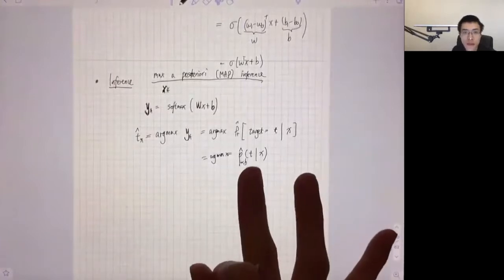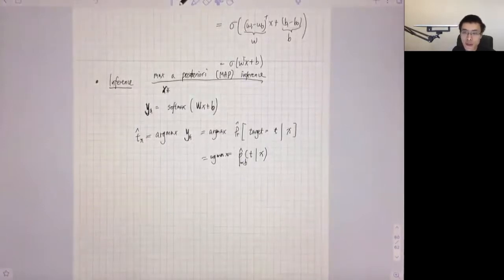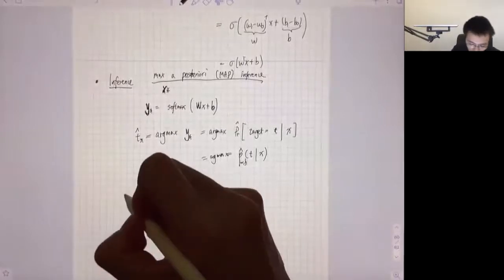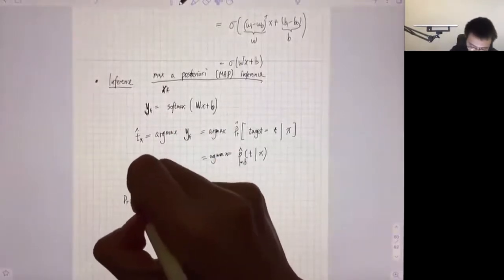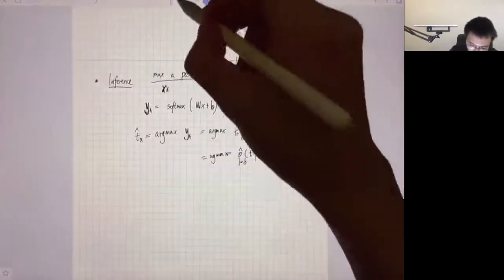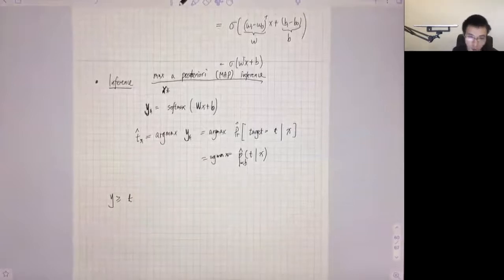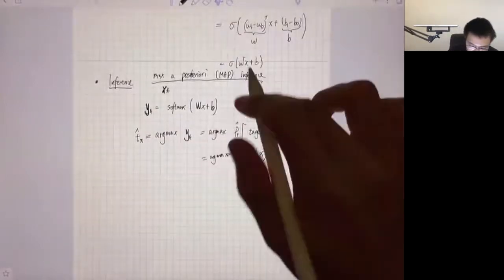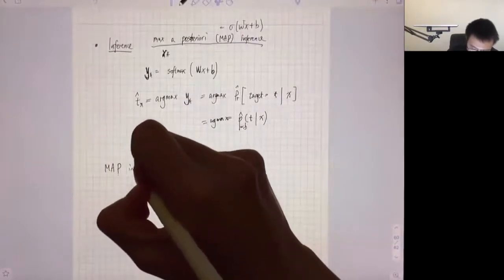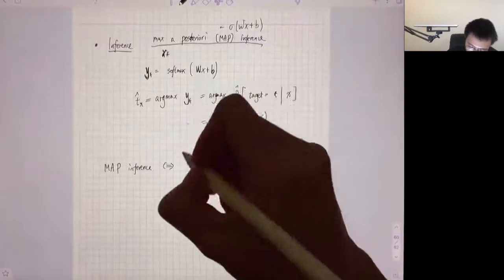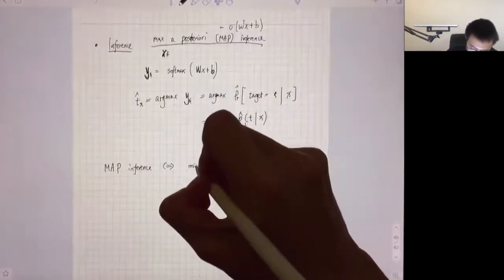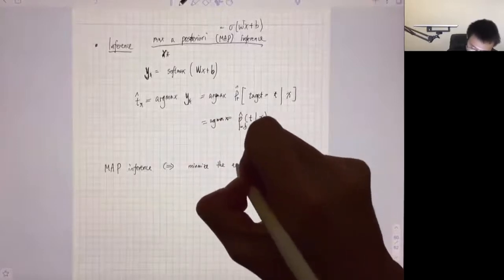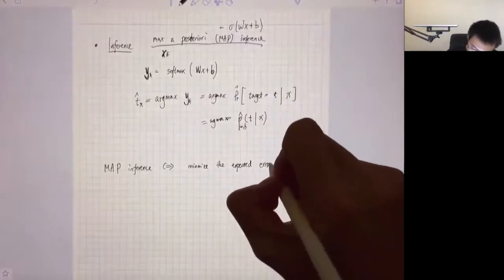And why do we need to do that? Are there any other decision theories? Of course, in the binary case, you can use a threshold: if y is greater than a threshold t, then you can adjust the t. It's not necessarily 0.5, to balance two classes, especially in the skewed class scenario. But I'm going to give some theoretical justification that inference is equivalent to minimizing the expected error, or the risk.